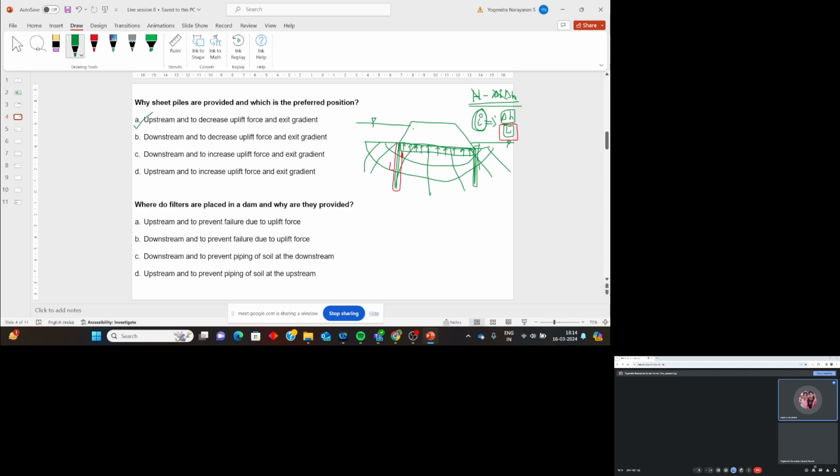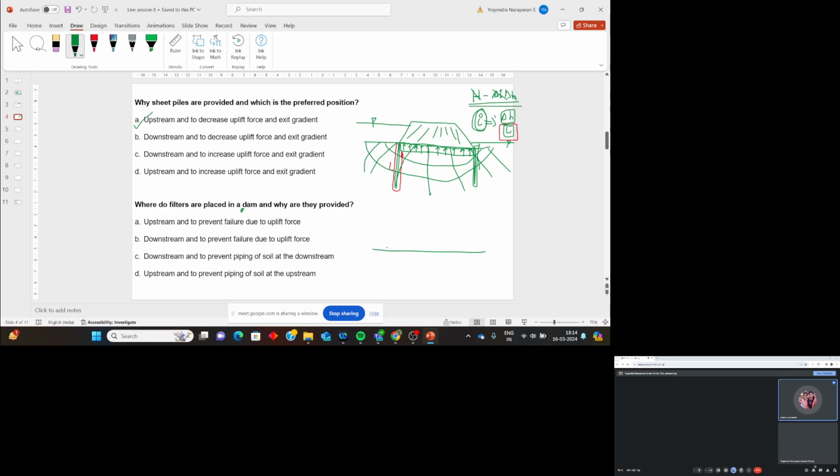So this is one case where the dam might be pervious or impervious. It might be made of concrete, which is completely impervious, or it may be made of soil, which is pervious. Now let me come to this part. Where are filters placed in a dam, and why are they provided?